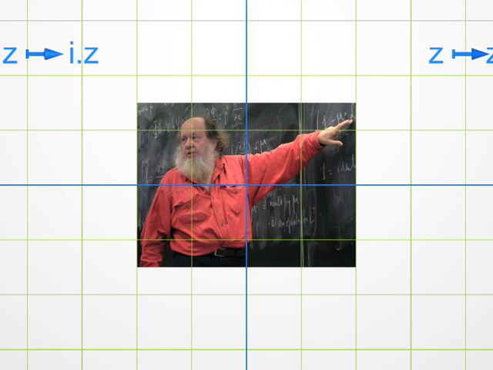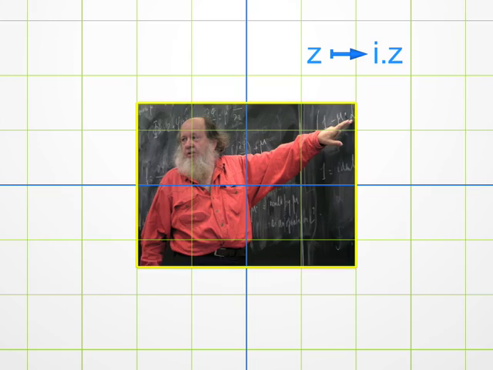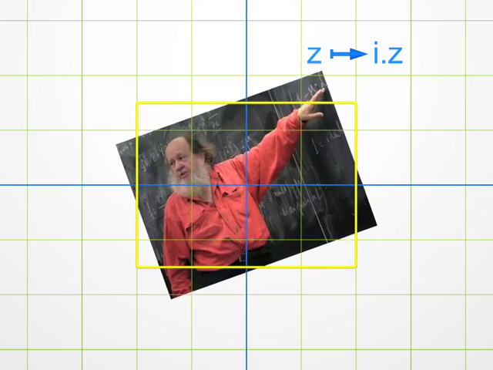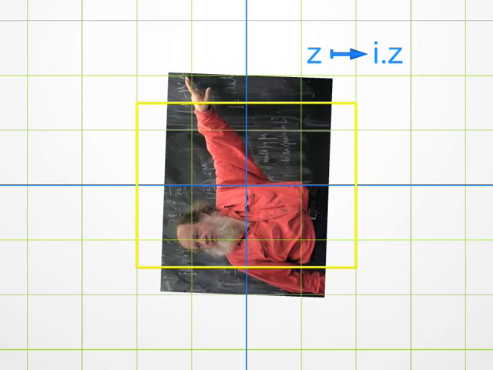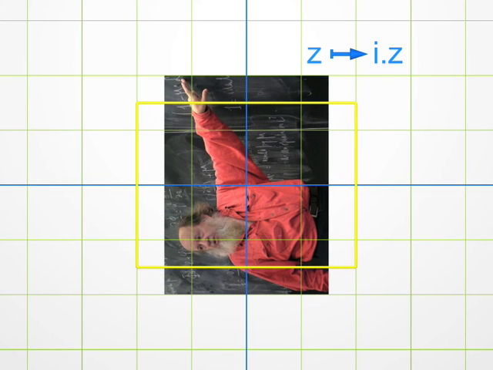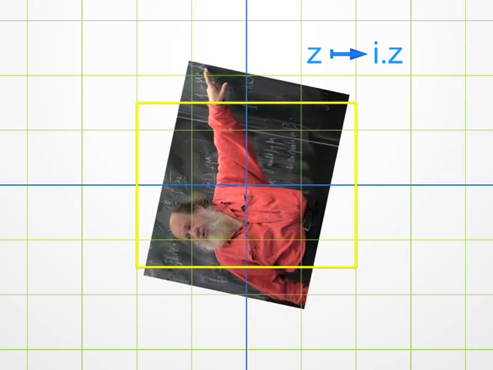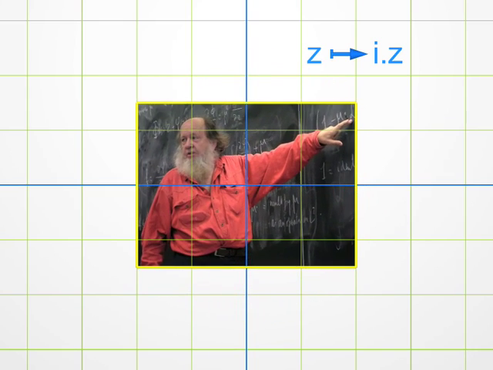Let's go to the multiplication by I. Easy! We know that multiplying by I is just a quarter turn. Note that the modulus does not change, but the argument increases by 90 degrees. Indeed, this is quite a sophisticated way of saying that we just rotated the picture.